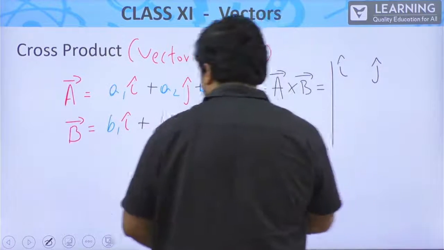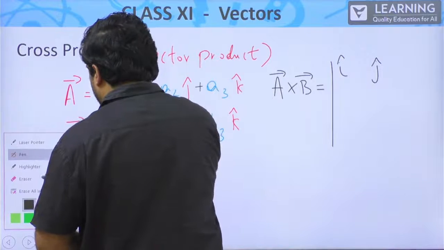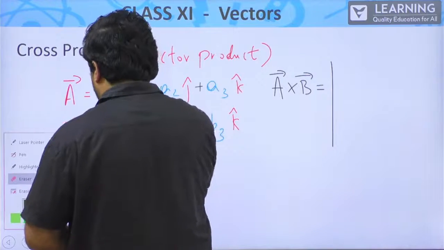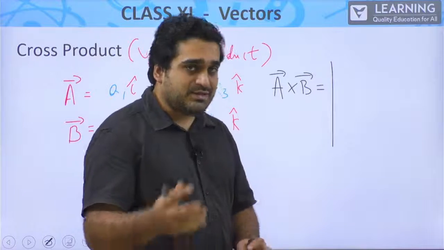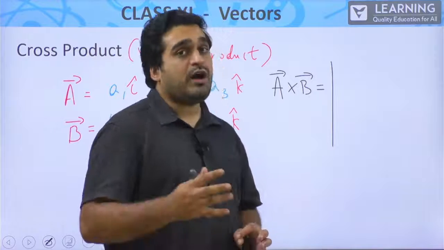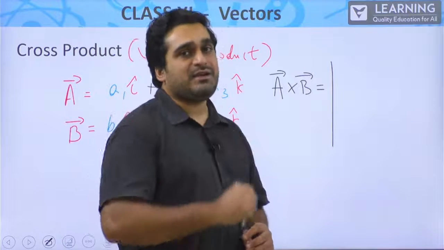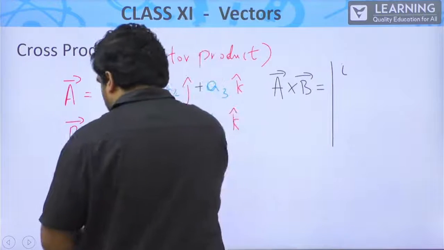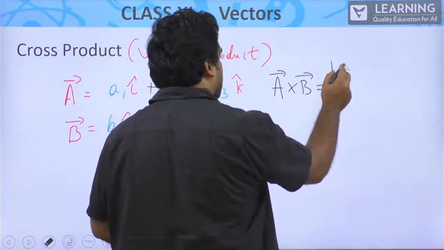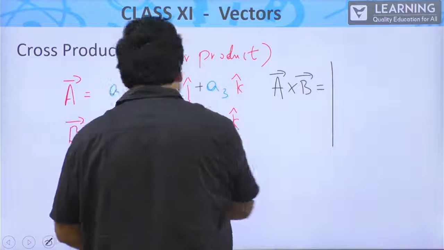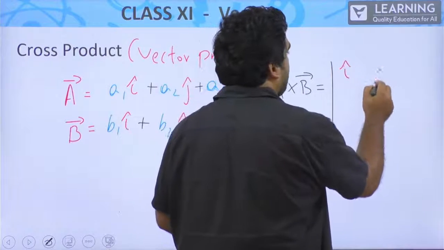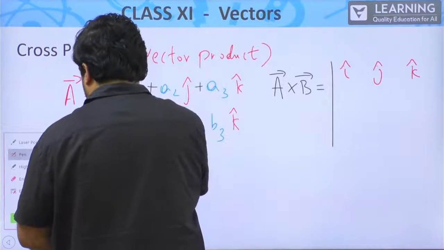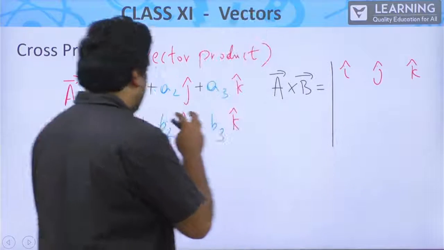So I hope you remember matrices from your mathematics class. In matrices, you might have learned how to represent a given matrix and also how to identify the determinant of a given matrix. Now, trying to change the color, we'll change this color to red: i cap, j cap, k cap. And then we fit in our elements.